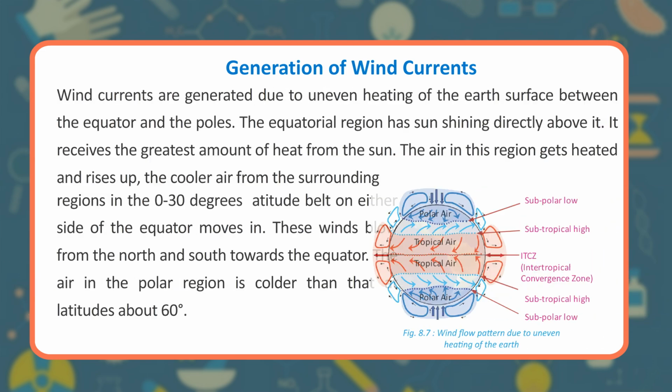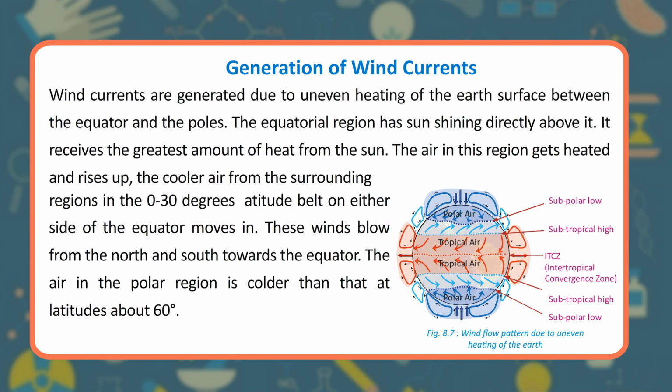Generation of wind currents. Wind currents are generated due to uneven heating of the Earth's surface between the equator and the poles. The equatorial region has the sun shining directly above it. It receives the greatest amount of heat from the sun. The air in this region gets heated and rises up. The cooler air from the surrounding regions in the 0 to 30 degrees latitude belt on either side of the equator moves in. These winds blow from the north and south towards the equator.